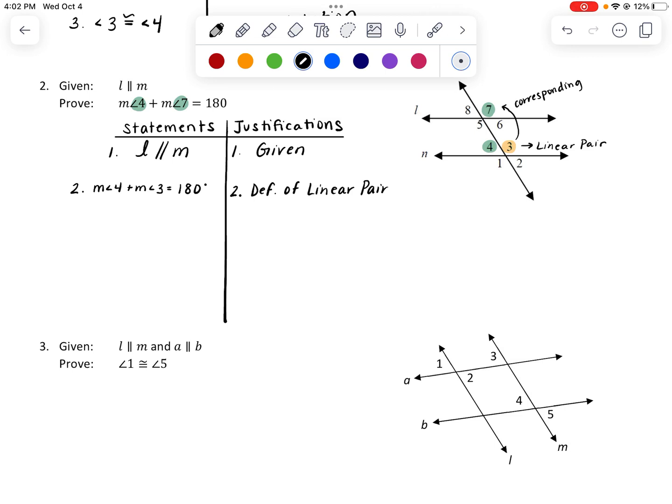And I know that angle 3 is congruent to angle 7 because they are corresponding angles. So because I have parallel lines, corresponding angles are congruent.